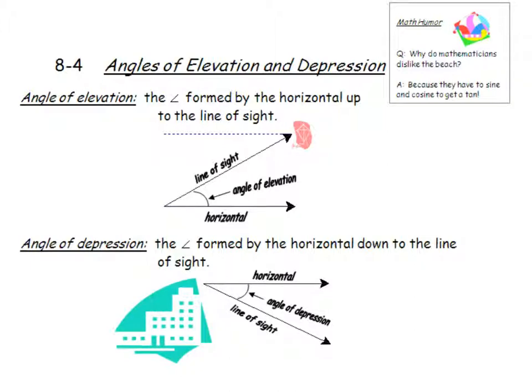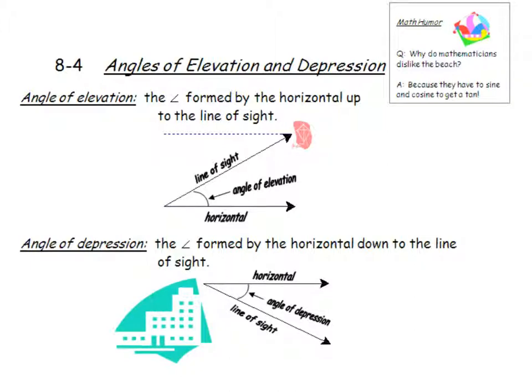So the angle of elevation is the angle that is formed by my horizontal up to the line of sight that would occur. So I've got an angle of elevation here. Think about flying a kite. You're down here at ground level. If you were to look straight forward, that's the horizontal. If I were to look up towards the kite, that's my line of sight. Now the angle that is formed by my horizontal and line of sight is called the angle of elevation. And I know it's an angle of elevation because I'm looking up. So anytime you're going in the upwards direction, you're working with an angle of elevation.